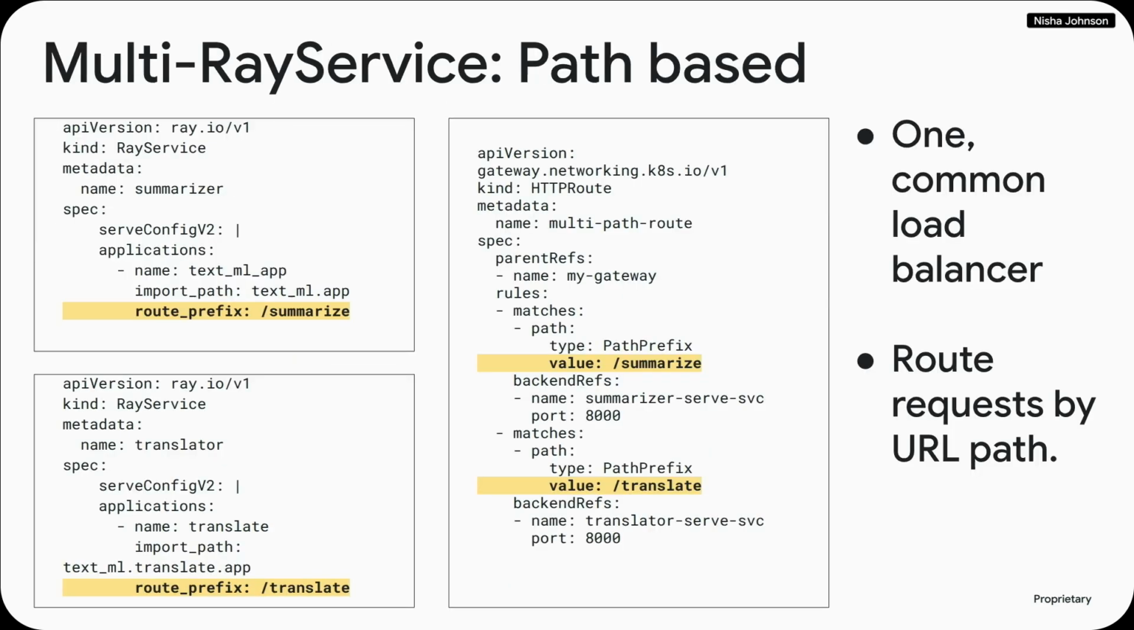And there are 2 ways that inference gateway accesses this load balancer. The first is through a URL path.